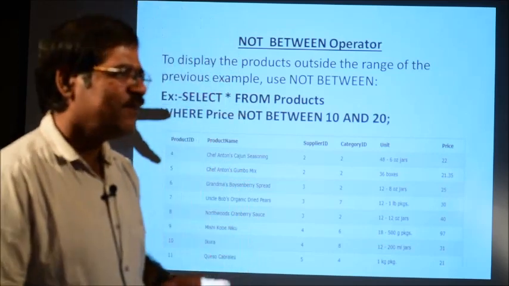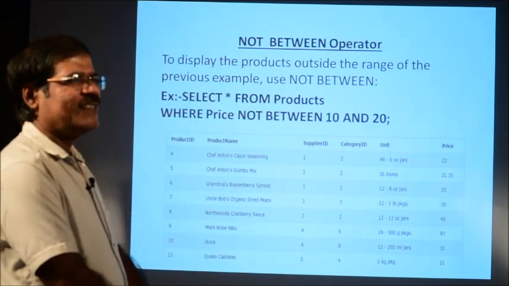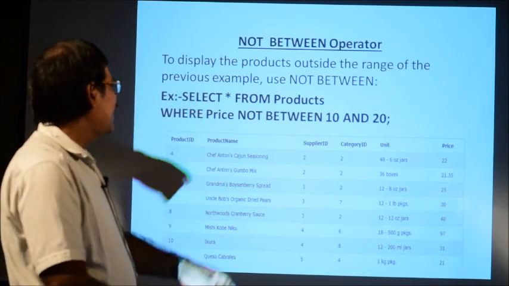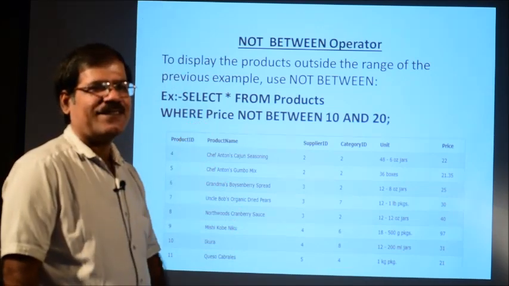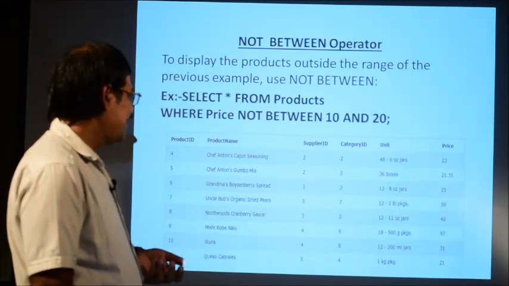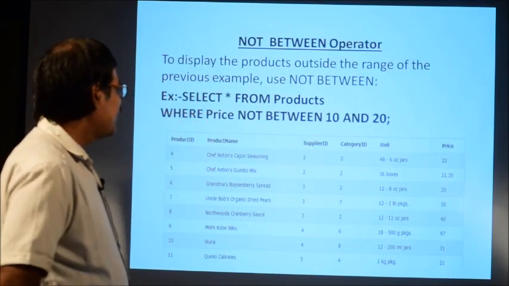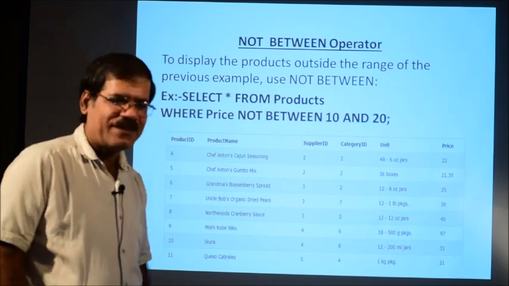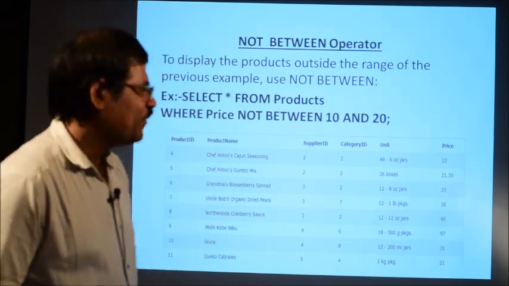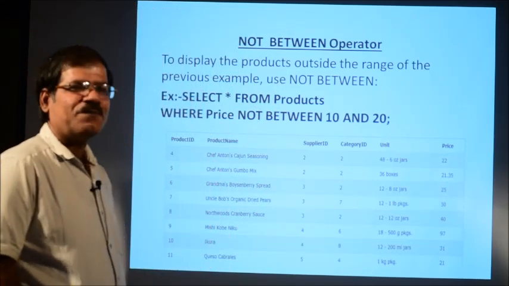Like between, another concept is not between. Not between means not within that range. Suppose I say not between 10 and 20. That means the value may be less than 10 or greater than 20, not within this range. Between 10 and 20 means 10 and 20 are included along with the values between them. So if you write not, it is just the opposite of between 10 and 20.